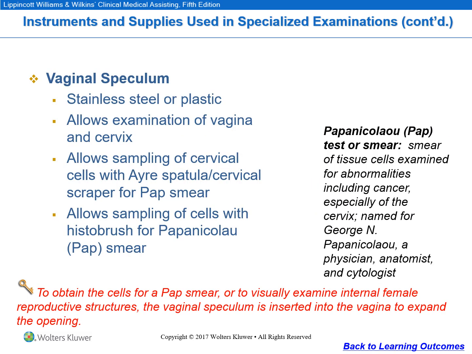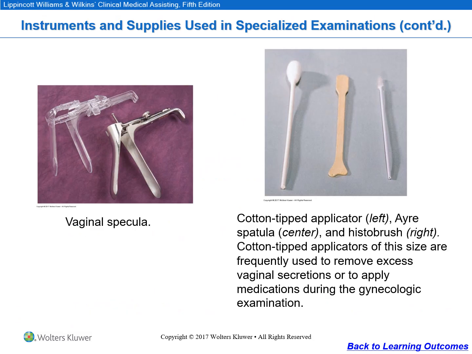Vaginal speculum. So the vaginal speculum is a speculum that will help the provider when they're doing things such as a pap smear or they're looking at the cervix and things like that. There are plastic and metal speculums. And this is showing you some other tools that you would be using if you're assisting with a pap smear. It could be a cotton-tipped applicator, the histo brush, or the spatula. Those are different things that you may be handing a provider during a pap smear.